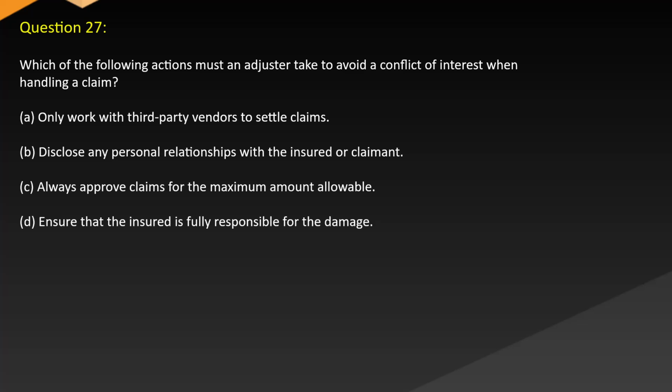Question 27. Which of the following actions must an adjuster take to avoid a conflict of interest when handling a claim? A. Only work with third-party vendors to settle claims. B. Disclose any personal relationships with the insured or claimant. C. Always approve claims for the maximum amount allowable. D. Ensure that the insured is fully responsible for the damage.